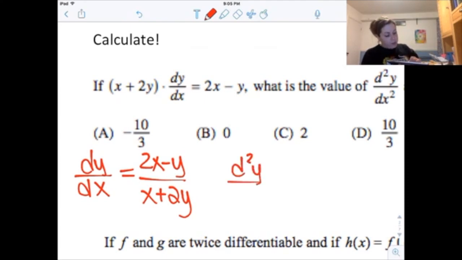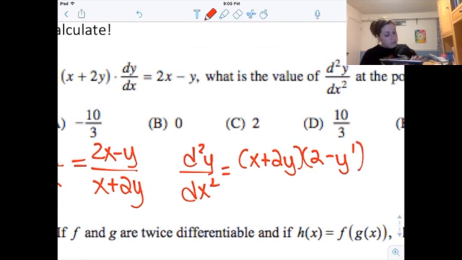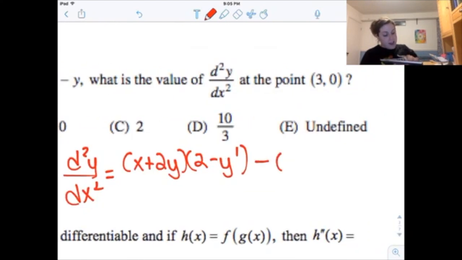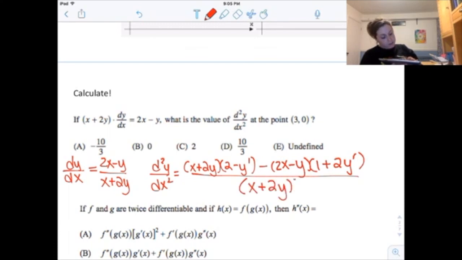So d²y/dx² equals, anytime I take a derivative of a fraction, I'm doing quotient rule. So low, x plus 2y, d high, 2 minus y prime, minus high, which is 2x minus y, d low, which is 1 plus 2y prime, all over low squared, so (x plus 2y) squared.